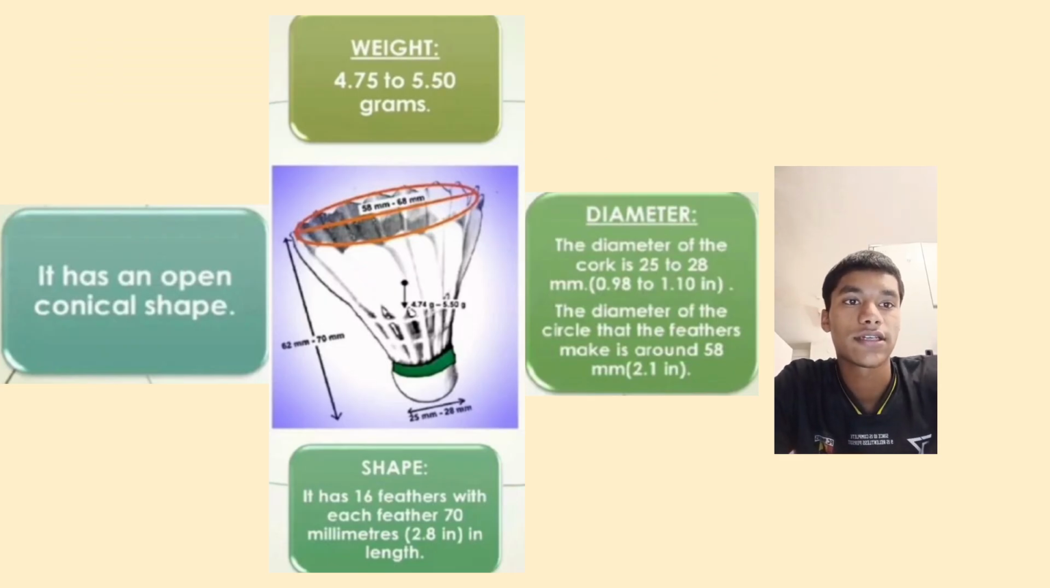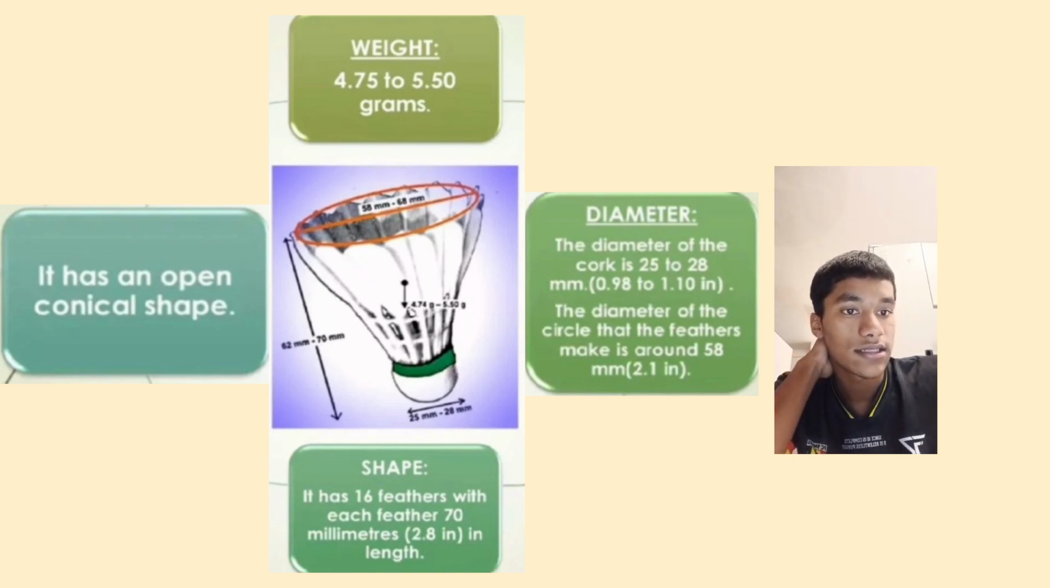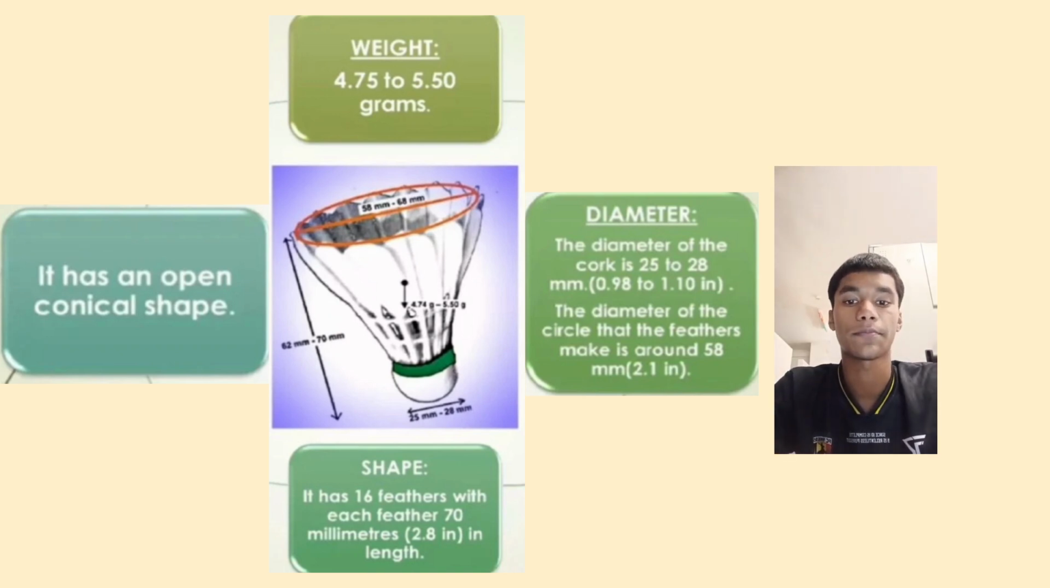Weight of the shuttlecock is 4.05 to 5.5 grams. The diameter of the cork is 25 to 28 millimeters, 0.98 to 1.1 inches. The diameter of the circle that the feathers make is around 58 millimeters. The shape: it has 16 feathers, each feather 70 millimeters in length. It has an open conical shape.